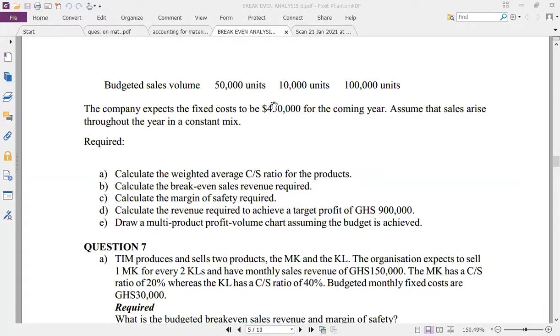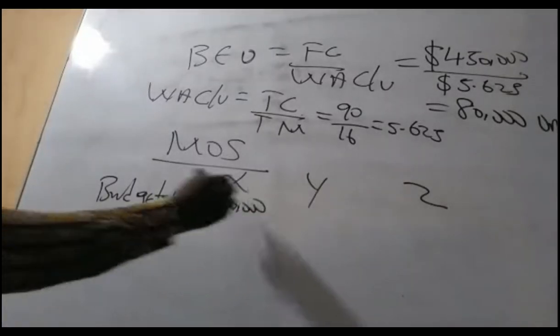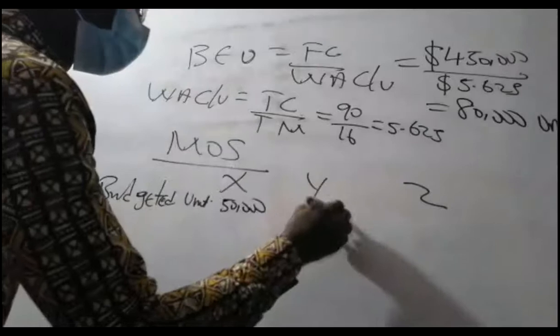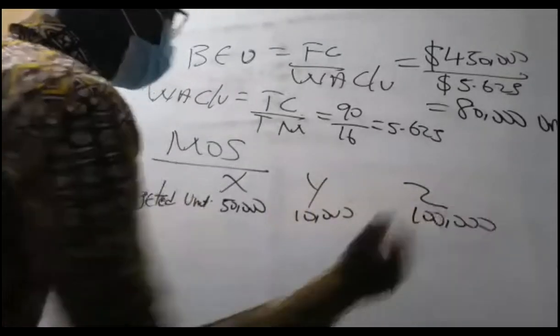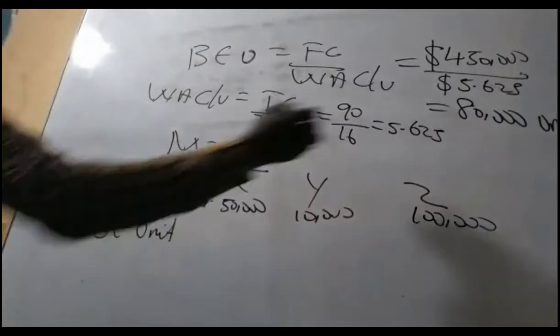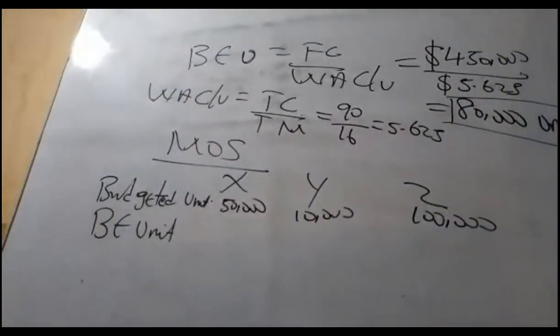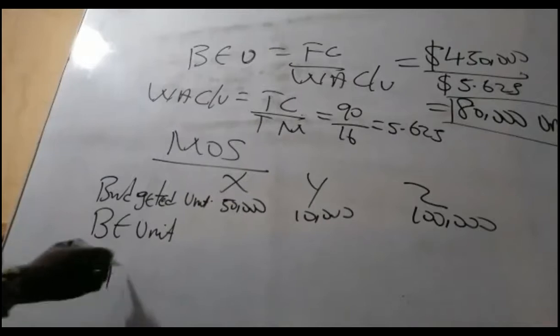What is the budgeted unit? The budgeted unit is 50,000, 10,000, and 100,000. Good. Third, the examiner wants the break-even unit. This is a unit. Share them using the mix. So if it's 80,000 units, and the ratio is 5 is to 1 is to 10.